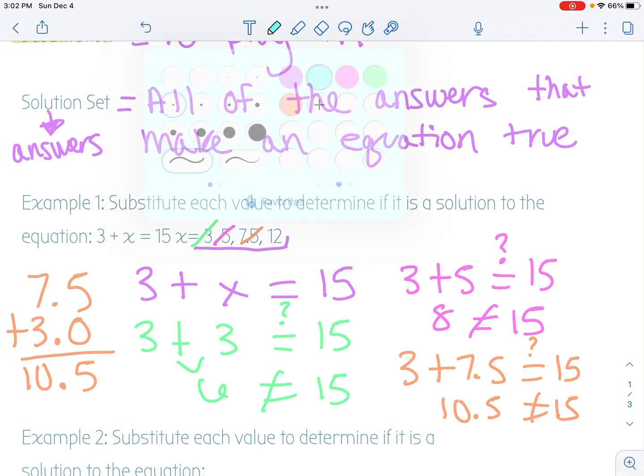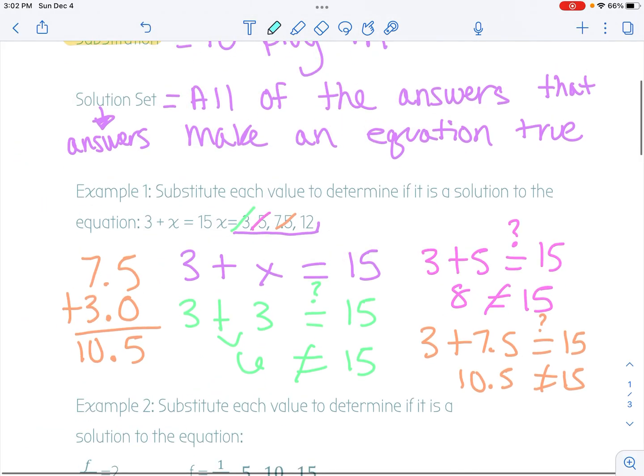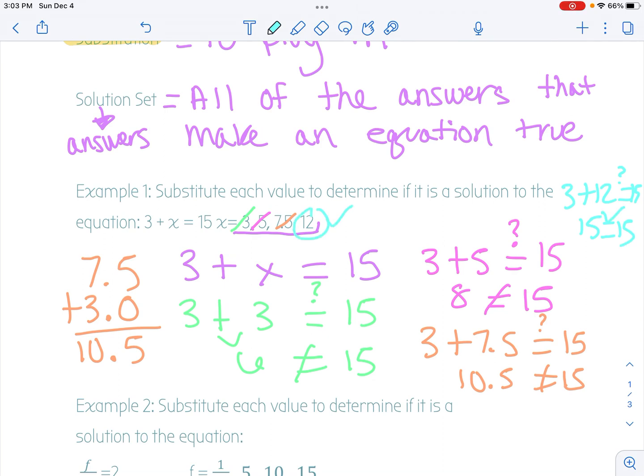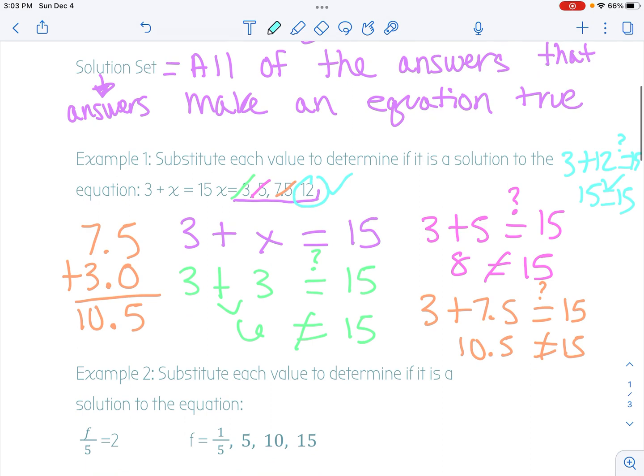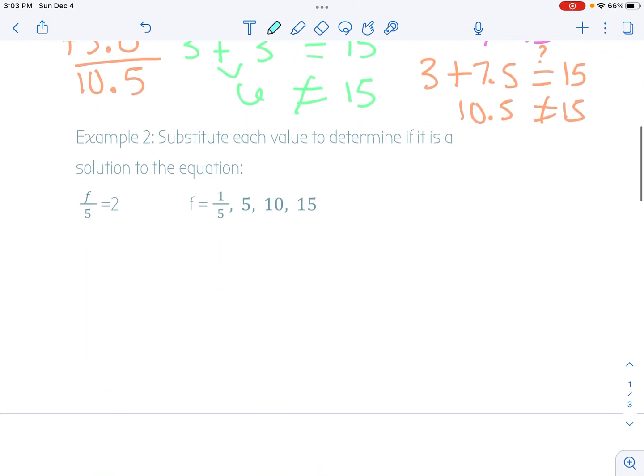And our last number is 12. Instead of 3 plus x, I'm going to do 3 plus 12. Does this equal 15? 12 plus 3 does equal 15, so 12 is part of my solution set. The only solution that worked in 3 plus x equals 15 was 12.